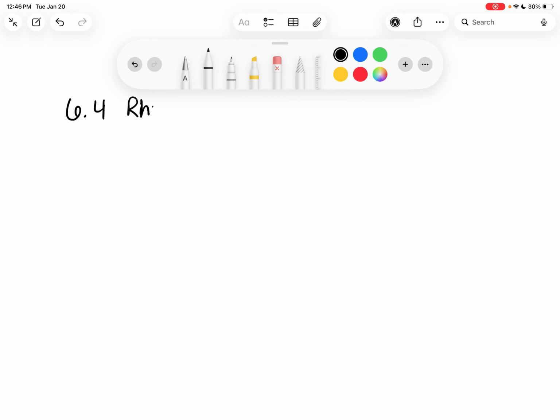6.4, rhombuses, rectangles, and squares. So we're going to have a pretty decent amount of examples in this section. So just be prepared for that.